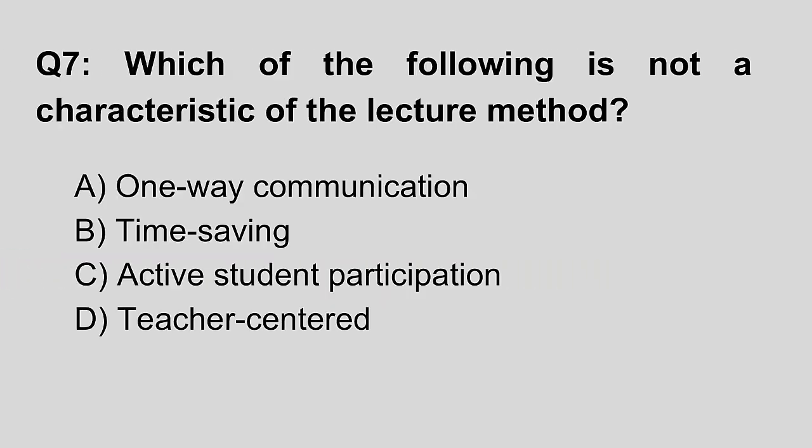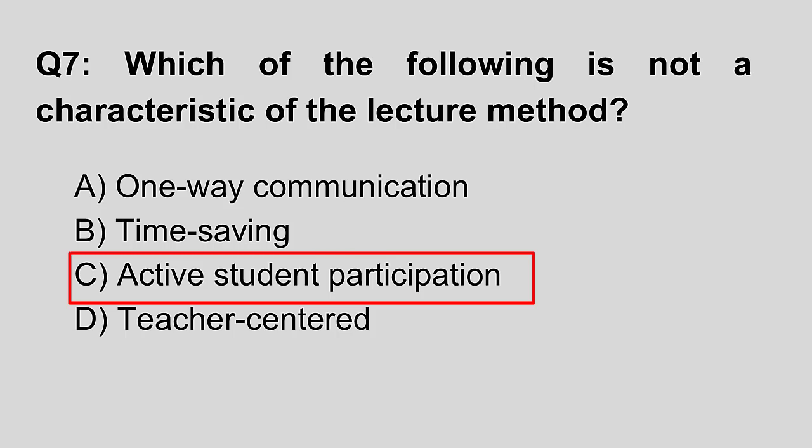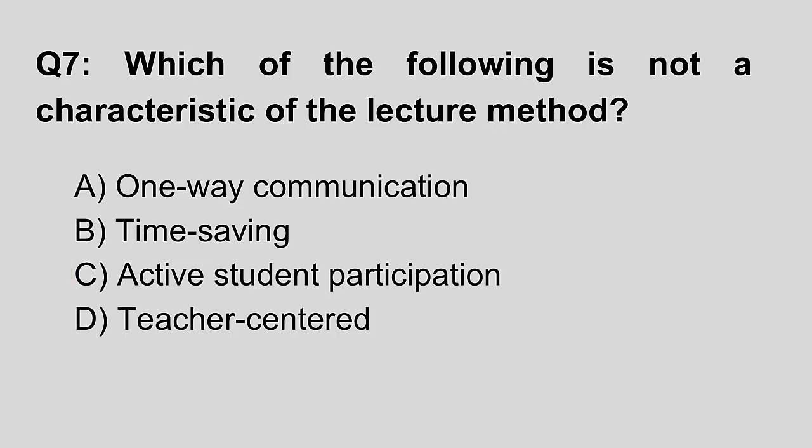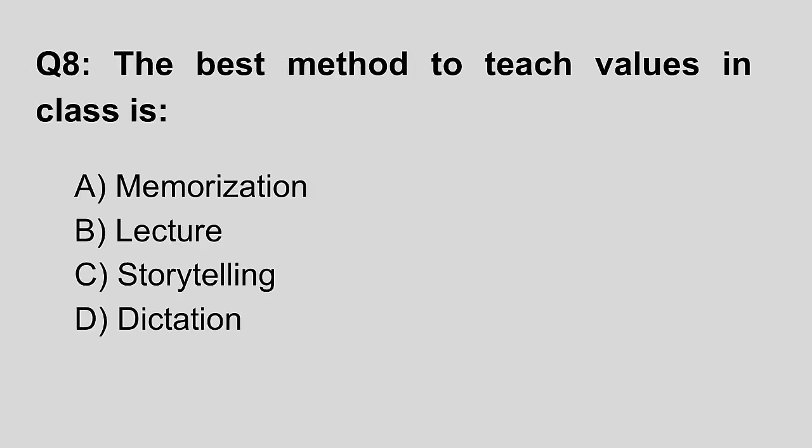Let's test what you know about the lecture method. Which of the following is not a characteristic of the lecture method? One-way communication, time-saving, active student participation, or teacher-centered? The correct answer is active student participation. In a typical lecture, the teacher does most of the talking and students just listen. There is not much back and forth. That is why it is called one-way and teacher-centered. It is fast but not very interactive.